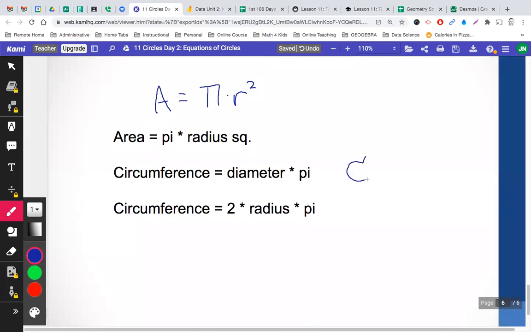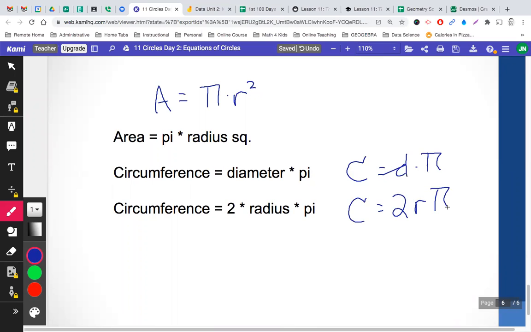Circumference is either equal to the diameter times pi, right? Or 2 times the radius times pi. Right, same thing, just the diameter is 2 times the radius. Just keep that in mind.